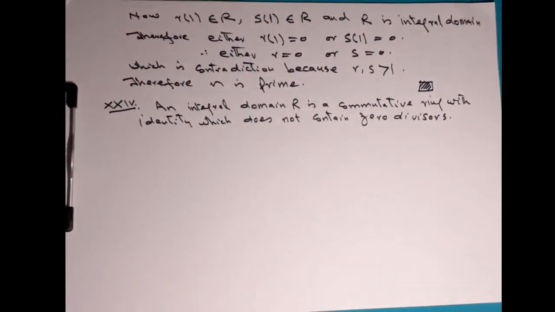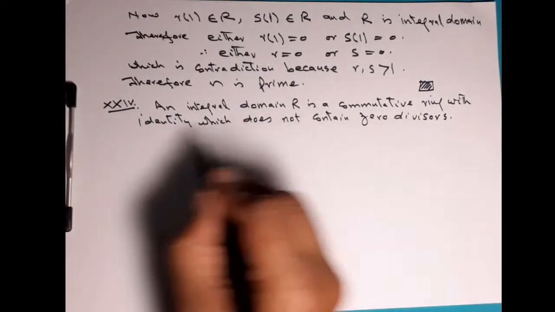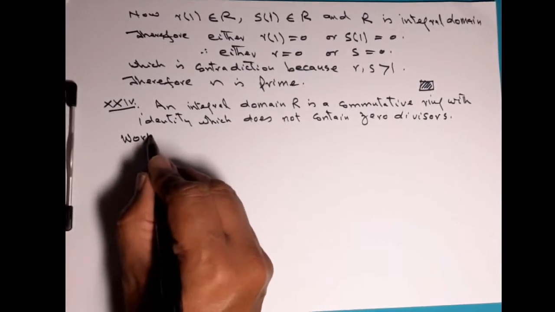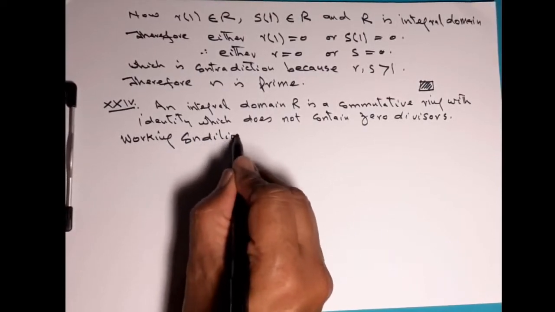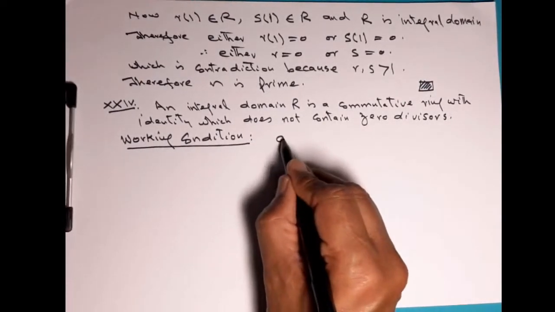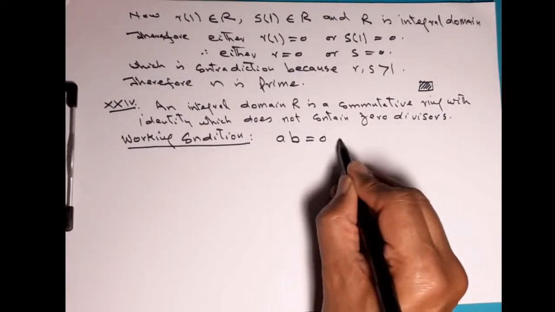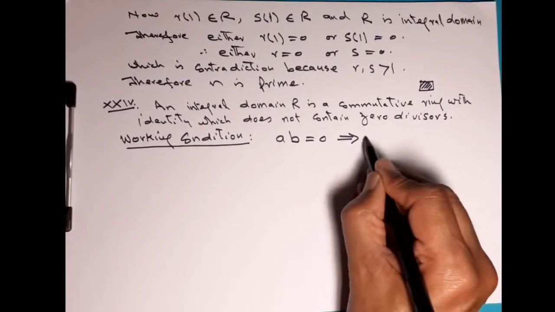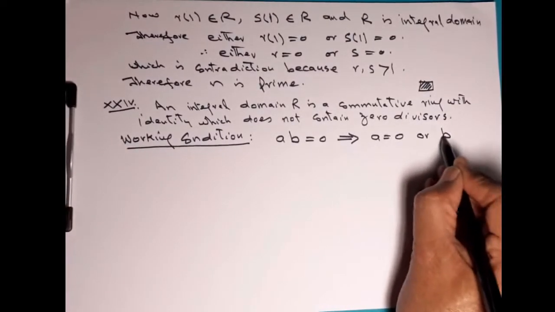So how do we determine that a ring is an integral domain? Or if a ring is an integral domain, what is the condition? So the working condition is: if the product of two elements A and B of the ring is equal to 0, then either A is equal to 0 or B is equal to 0.